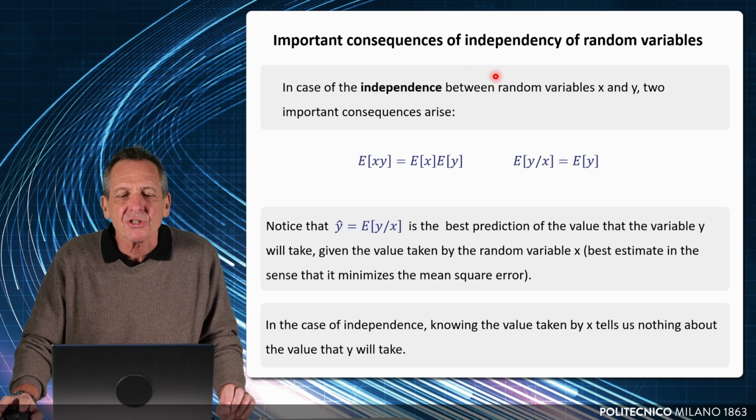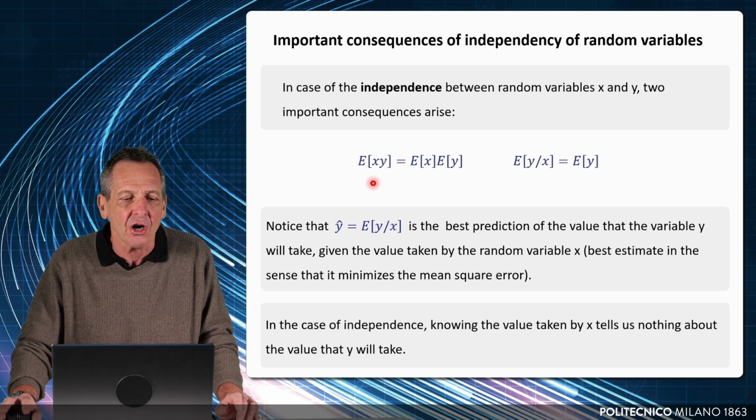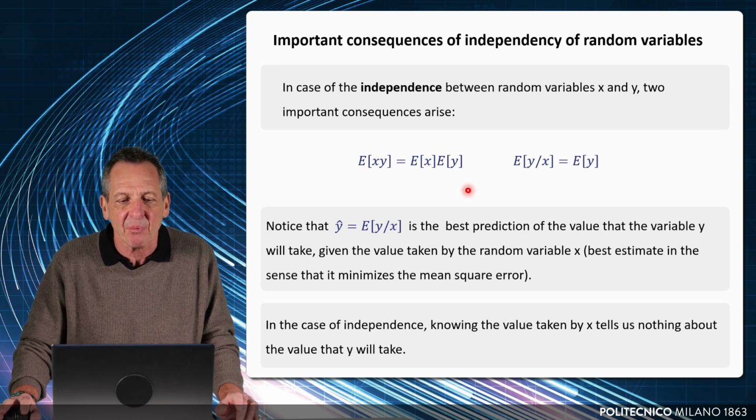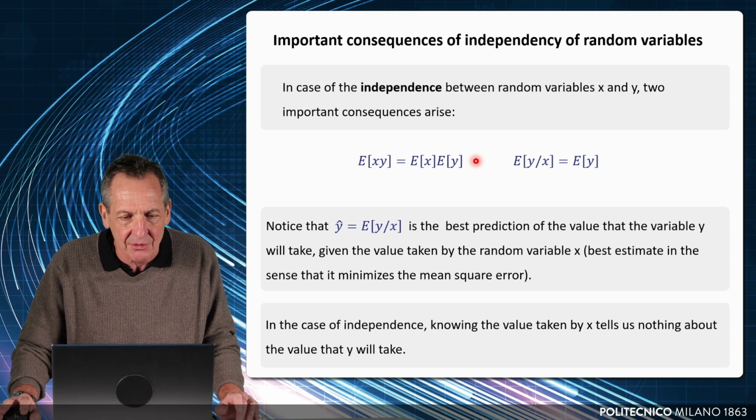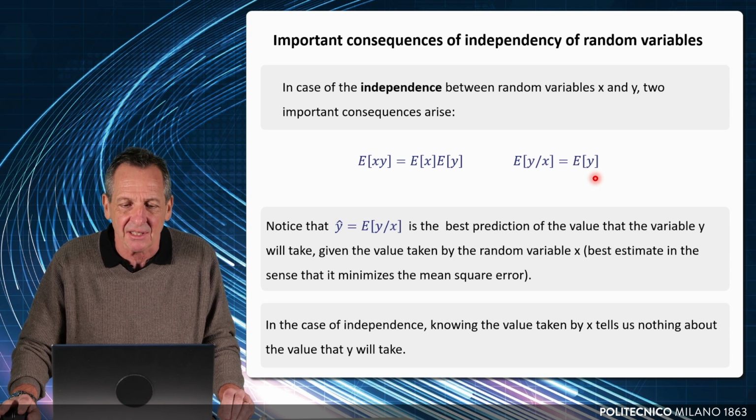There are important consequences of independence of random variables. The first one is that the joint expectation value, the expectation value of the product, is the product of the two expectation values. And another important consequence is that the expectation value of the conditional variable is the expectation value of the variable itself.